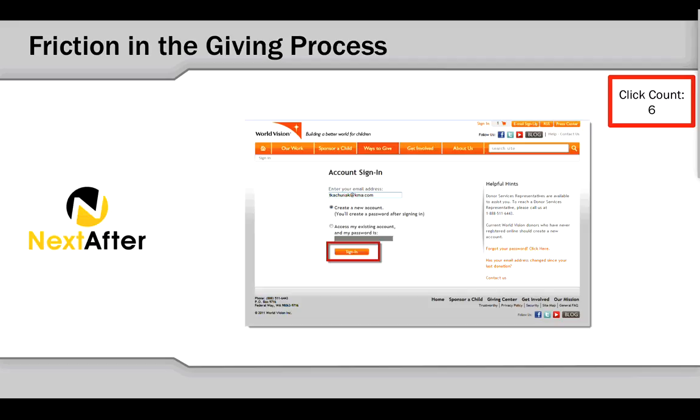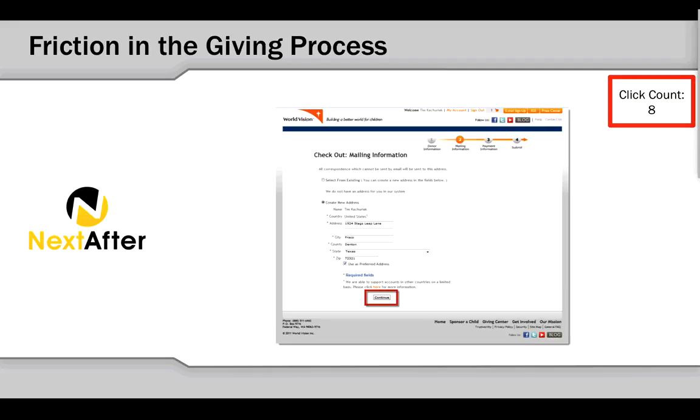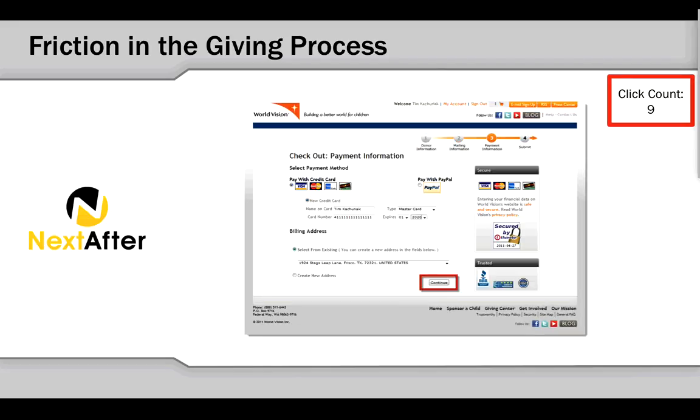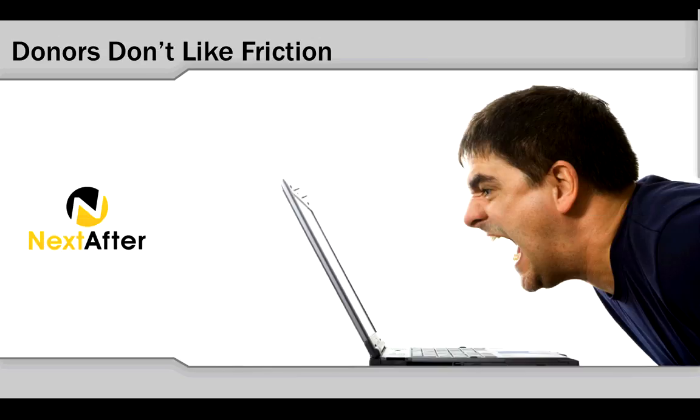And then it says, now you need to create an account. And I fill out some information and hit continue, and I fill out more information, continue, and more information, continue. And I've clicked 9, 10 times. And this is the experience that I have as a donor. And if we think about it, sometimes we actually engineer these things more based on programming logic as opposed to donor logic.